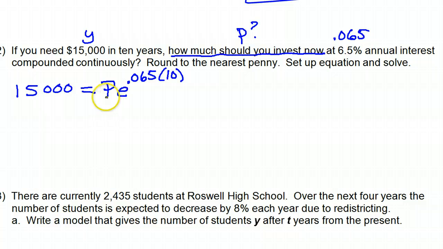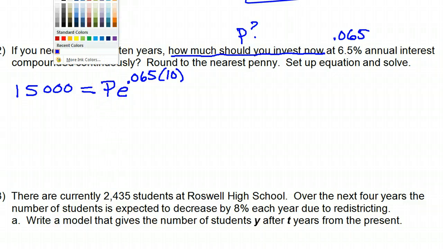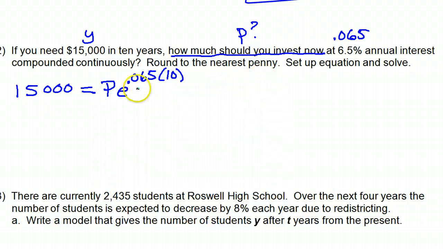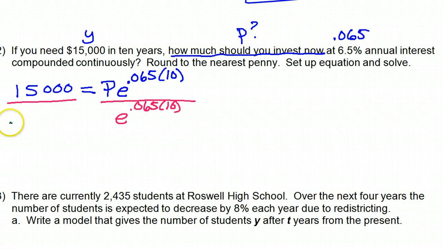So here we go. We need to solve this for P. So what you're going to do is just divide both sides by this part to get P by itself. So with that in mind, this cancels out, leaving P. So we can just put this in our calculator.